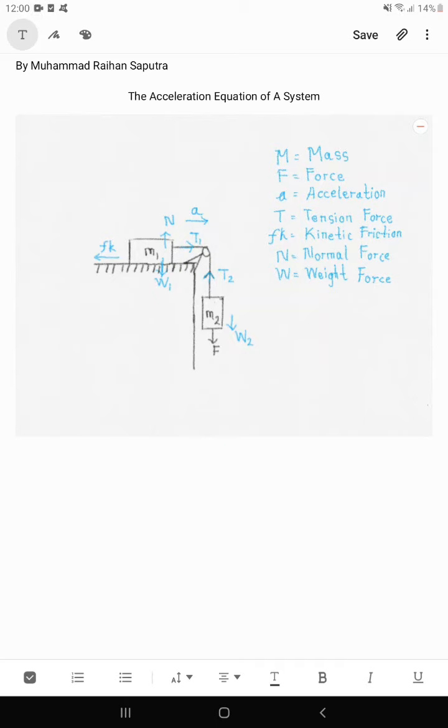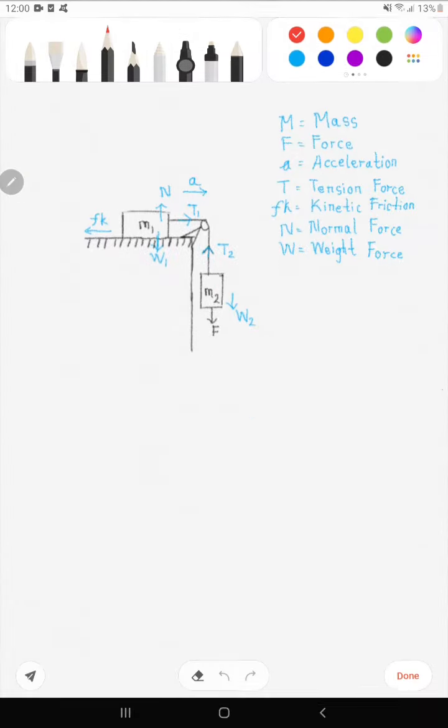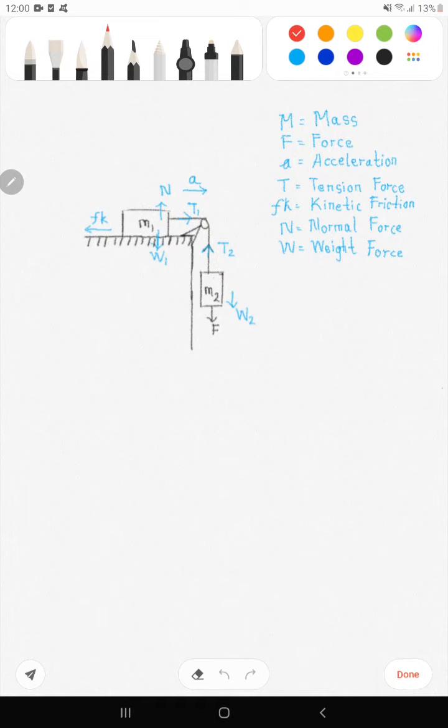My name is Muhammad Raihan Saputra from 10.1 class, and today I would like to explain to you about the physics of the acceleration equation of a system. First step is to identify its free body diagram.